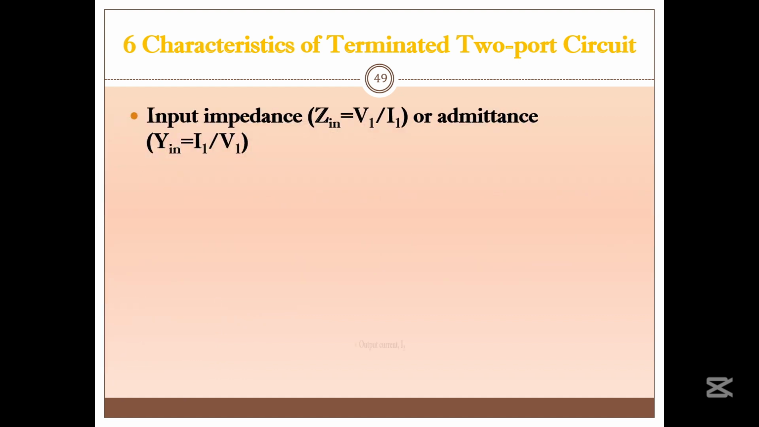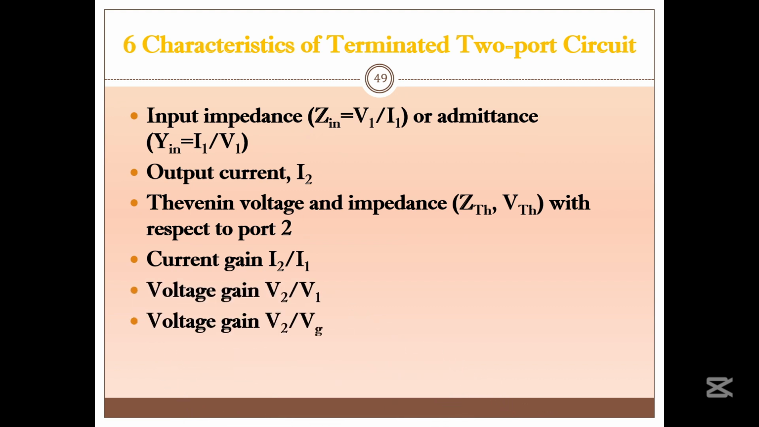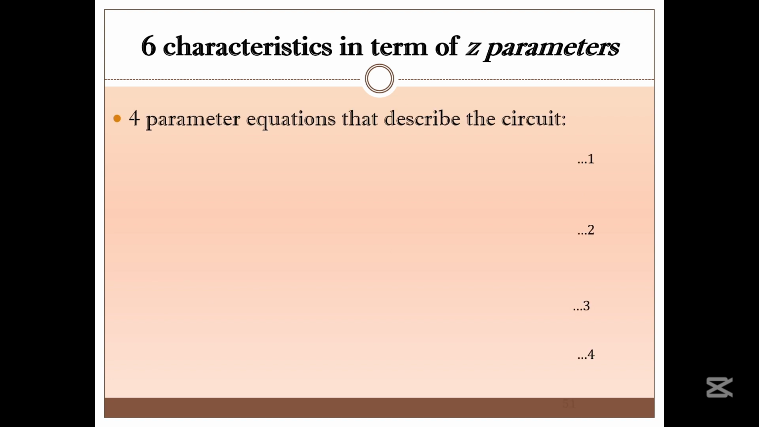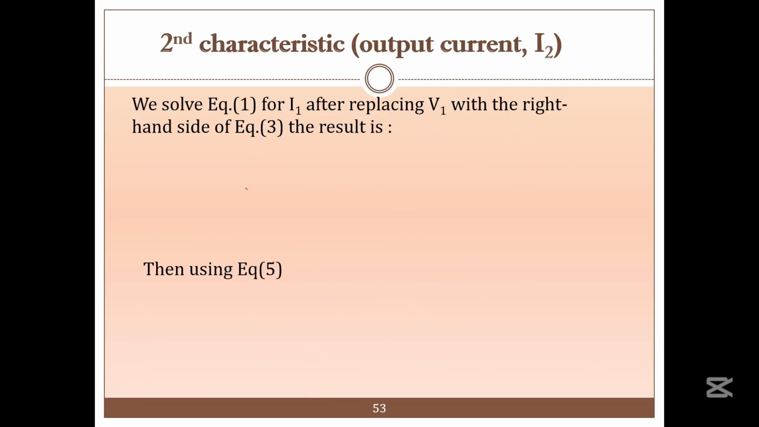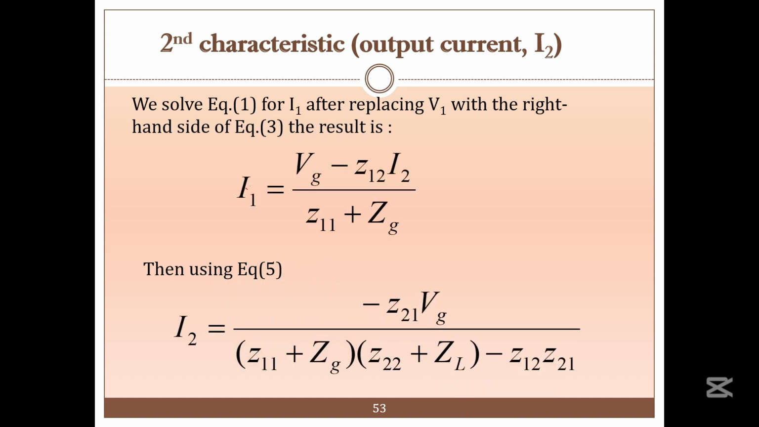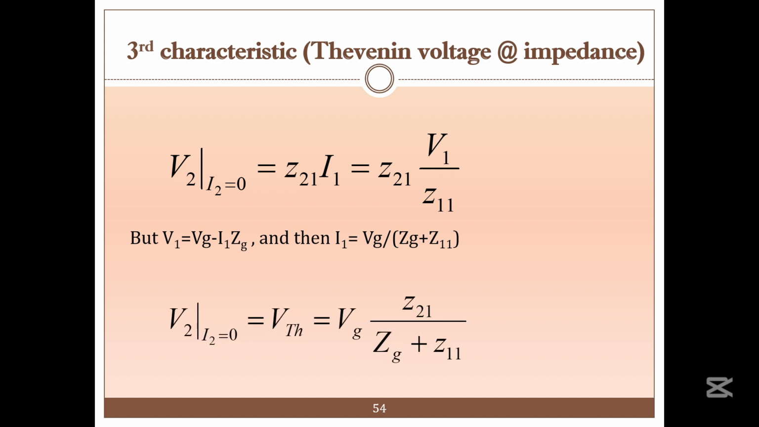So we will check the input impedance, output admittance, and then the Thevenin voltage and impedance, ZT and V Thevenin, with respect to port 2, current gain, voltage gain. So many analyses can be done, and this is the derivation of how to get these parameters. Thevenin voltage, impedance, this and that, but we won't go through the derivation in the exam or anything.